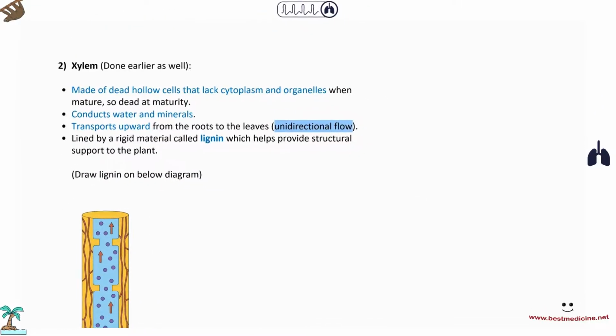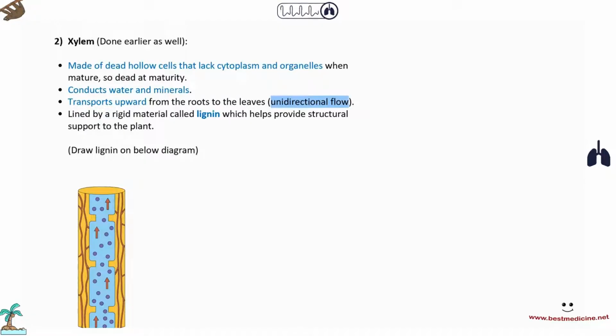Xylem, we've already finished this, but let's just quickly review this. So xylem tissue is made up of dead hollow cells that lack cytoplasm and organelles. It conducts water and minerals only from roots to the leaves, and so it's a unidirectional flow, and it is lined by a rigid material called lignin, and this is kind of how it looks.